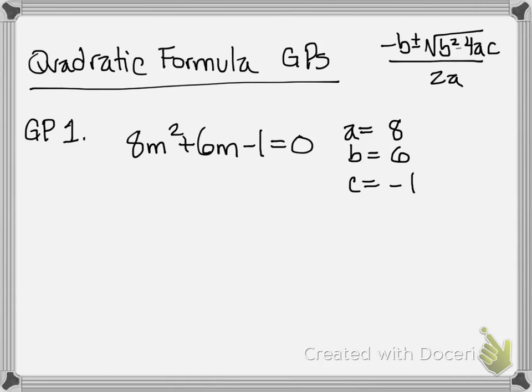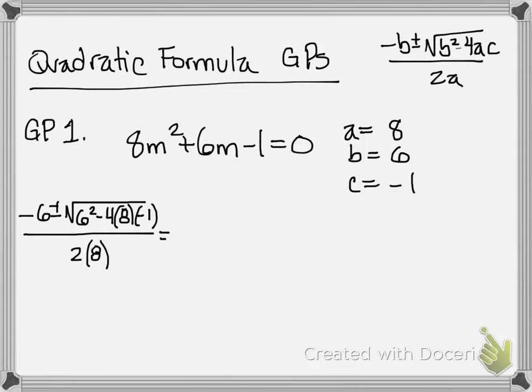So let's go ahead and throw that into the quadratic equation. I have the opposite of b plus or minus the square root of b squared minus 4 times a times c. Don't forget your minus signs. And that's going to be all over 2 times a. Now let's go ahead and simplify the discriminant. That's the stuff underneath the square root symbol.